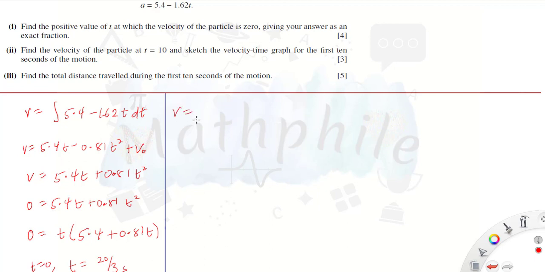So the velocity function is v equal to 5.4 t minus 0.81 t squared. So when t is equal to 10, v should be equal to 5.4 times 10, which is 54, plus 0.81 times 10 squared, which would be 81. So 54 plus 81, that should be the velocity at that point. Sorry, is it minus or plus? It's minus.